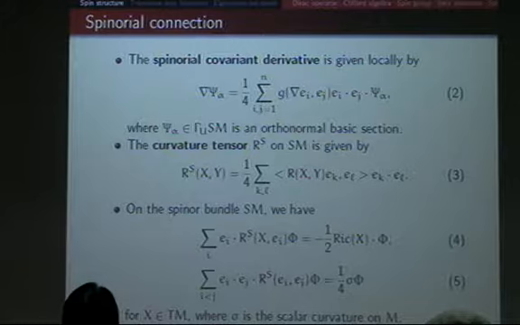And then we can define the curvature tensor, and it is given by this equation. Here, R is the usual Riemann curvature tensor. And we have two important equations. So this is the Ricci curvature, and this sigma is the scalar curvature of the manifold.